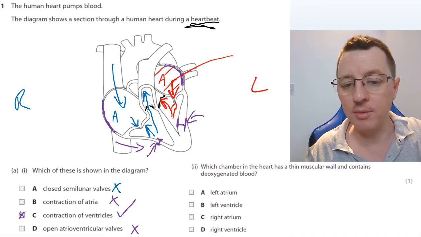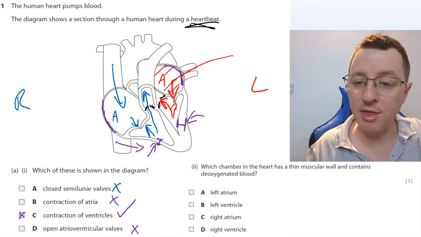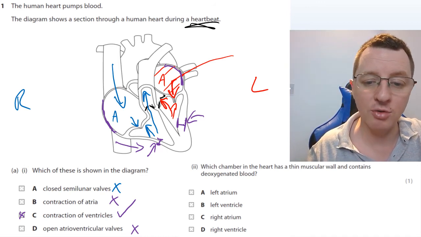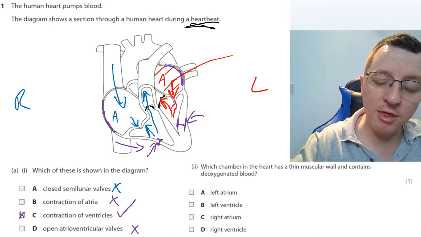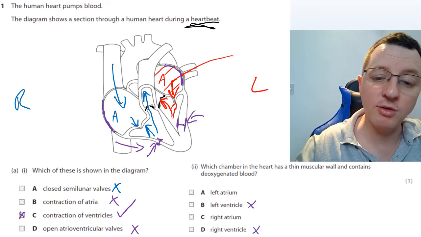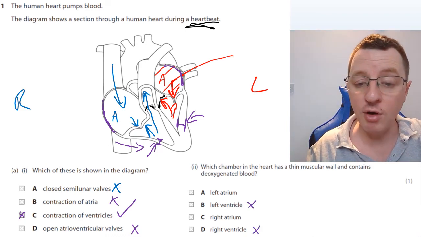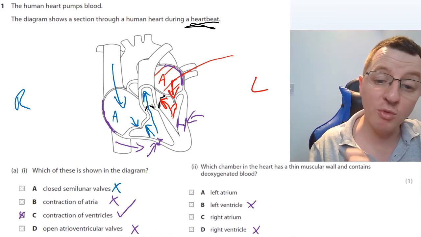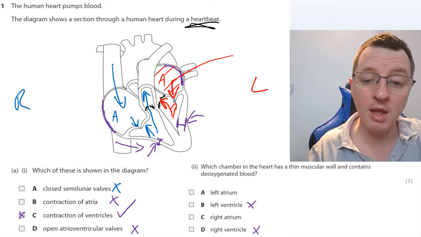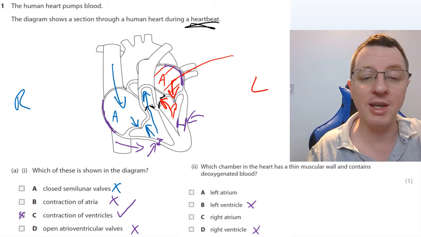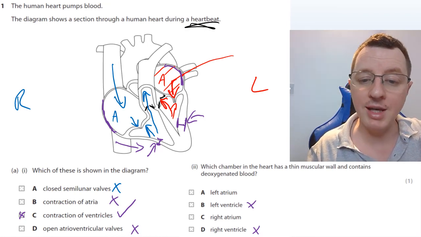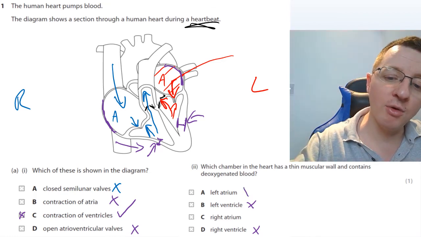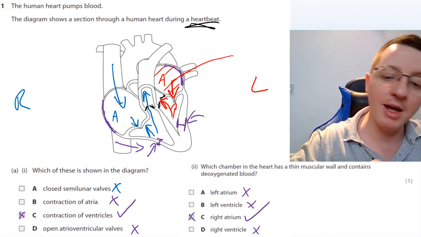Now let's look at part 2. Which chamber in the heart has a thin muscle wall and contains deoxygenated blood? Well, as we've just said, both ventricles have got quite thick muscle walls, so it can't be the right or the left ventricle, even though the left ventricle's got the thickest muscle wall and the right ventricle is slightly thinner. So we have to look at the atriums because the atriums have got the thinnest muscle walls. And the only one that carries deoxygenated blood is the right atrium. So the correct answer is the right atrium.